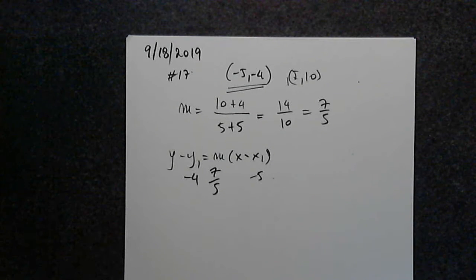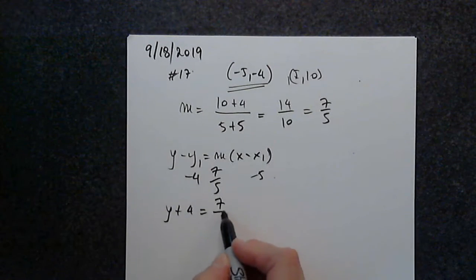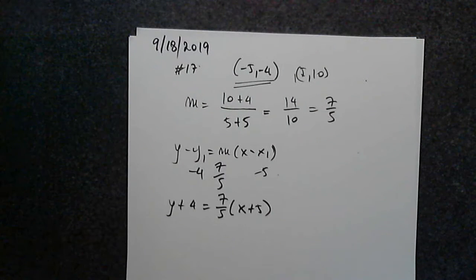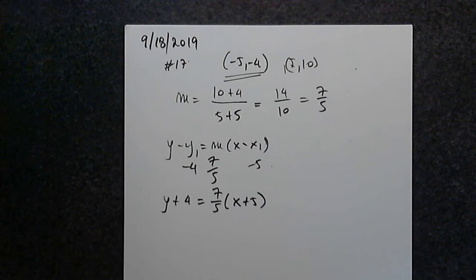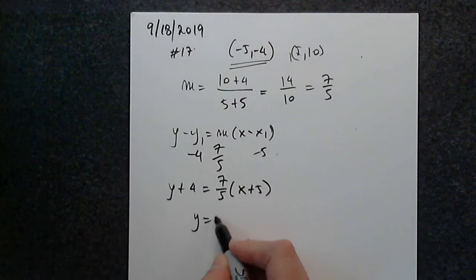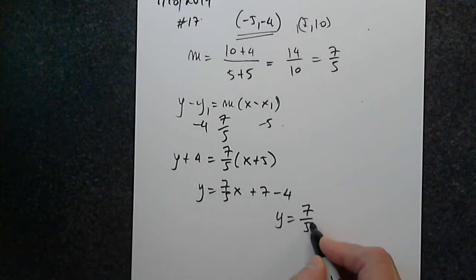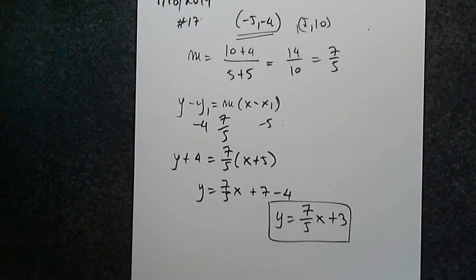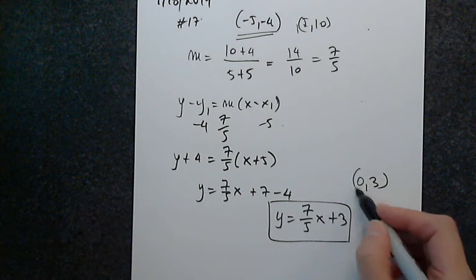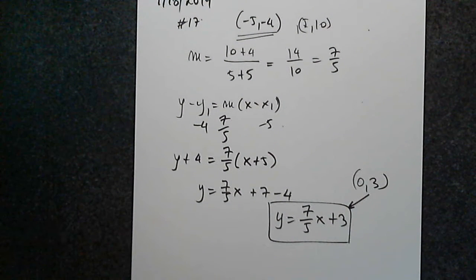Okay, so then we have y plus 4 equals 7/5 times x plus 5. We have to distribute 7/5 and then we have to subtract 4. So y equals 7/5 x plus 7 minus 4, or y equals 7/5 x plus 3. And this is the equation of the line passing through the given points. This is the slope-intercept form. Now, if we are asked to identify the intercept, we will have to say (0, 3). This is the y-intercept, (0, 3).